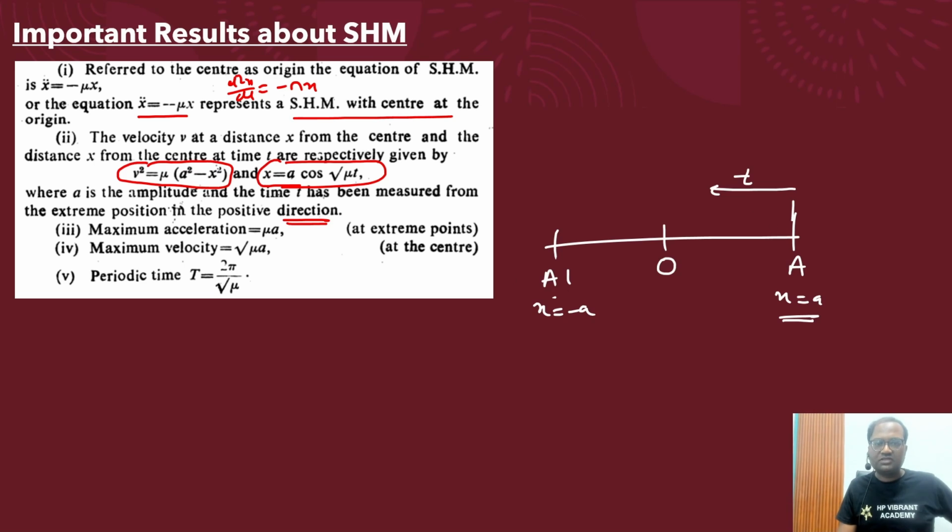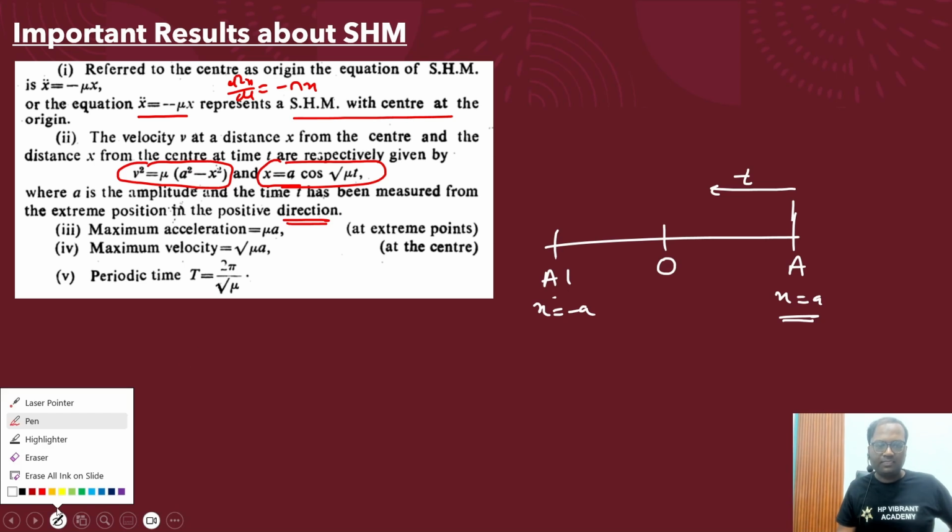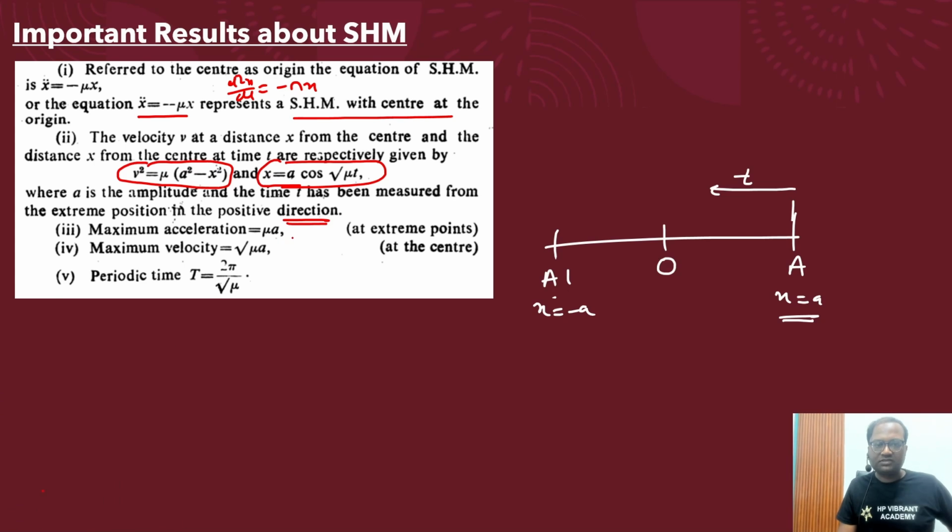Okay. Maximum acceleration is mu a. This we have already seen. Maximum velocity is root under mu into a. This we have already seen. Time period is 2 pi upon root under mu.